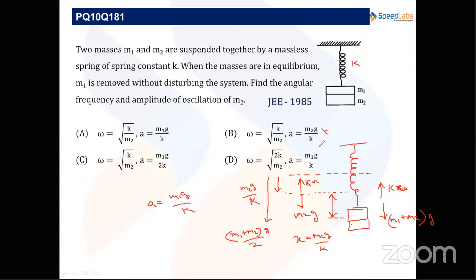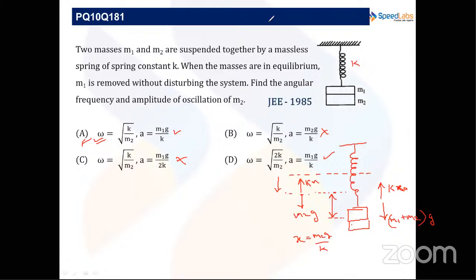Looking at the options for amplitude, this is wrong, this is correct, this is correct, this is correct. So one option is removed. Next, let's talk about the angular frequency. Angular frequency omega is under root k by m, and m is only the mass which is attached, which is m2 now. Wait a second. This option is incorrect. Here there is 2k, and this option is now correct. Answer A. Is that clear?